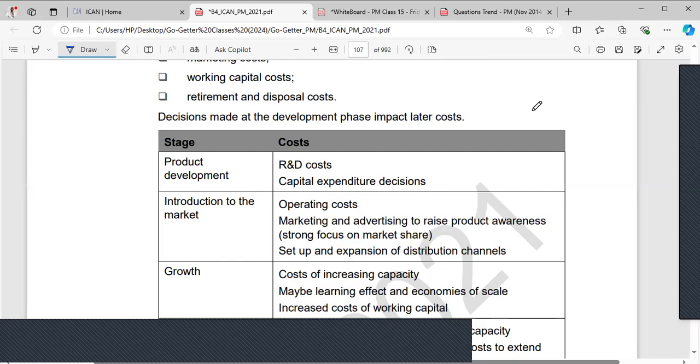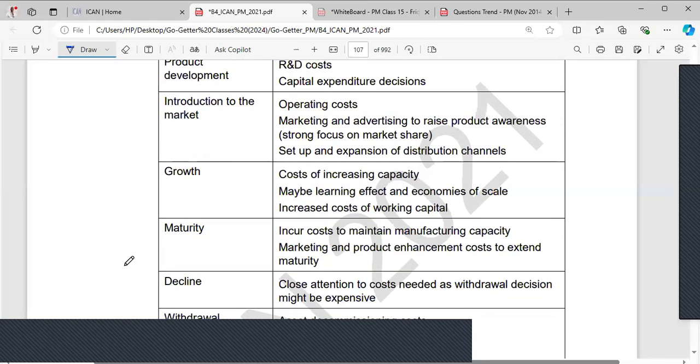Economies of scale, you'll be buying more. Because of buying more, you'll be getting them at a cheaper cost per unit. So it means your costs will increase because you are growing. Then your working capital will increase. Then in maturity, now you are stable. You're no longer having learning. So you incur cost to maintain the manufacturing capacity. Then your marketing and product enhancement costs to extend your maturity.